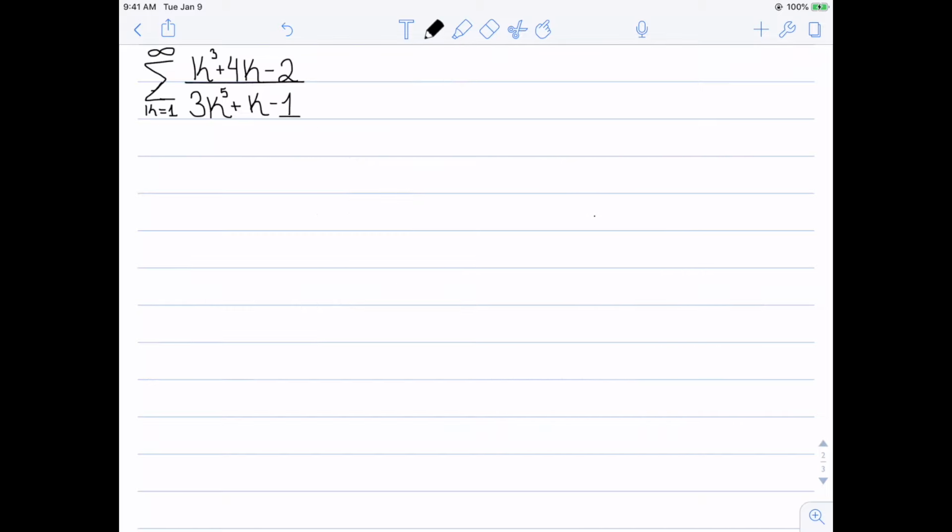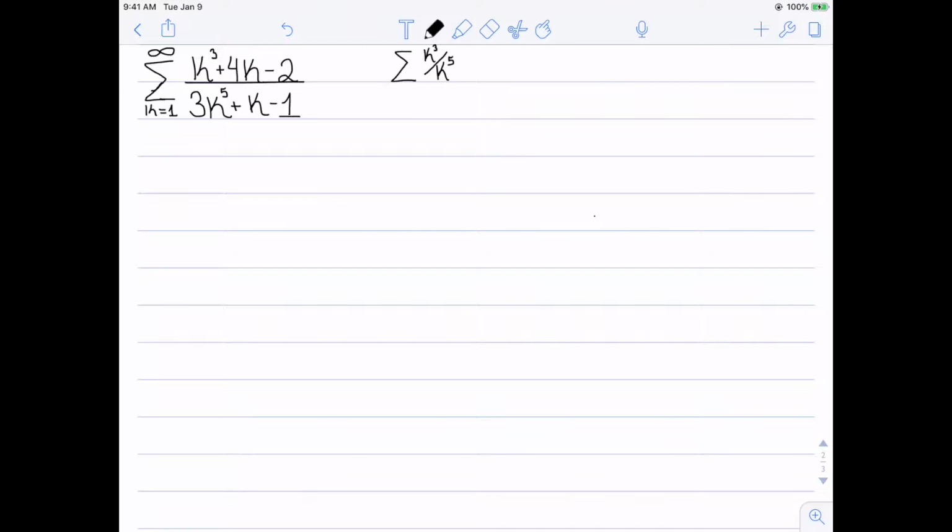Here's my first example. I have the summation from k equal to 1 to infinity of k cubed plus 4k minus 2 over 3k to the fifth plus k minus 1. So the first step is to figure out my comparison series. And what I'm really concerned with when I figure out my comparison series are the terms with the biggest exponents, the leading terms.